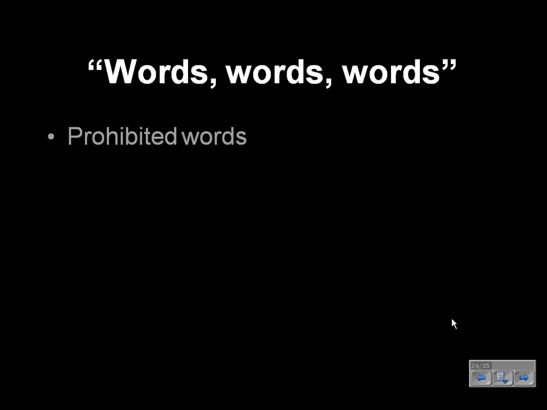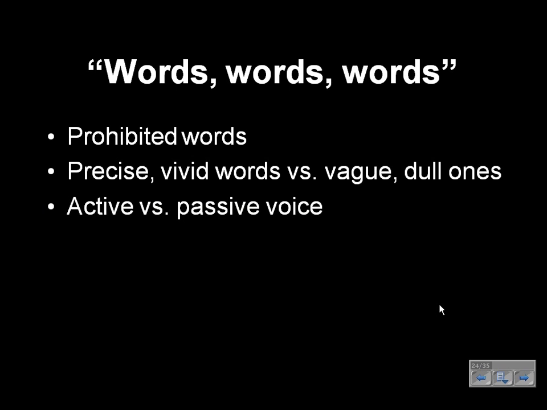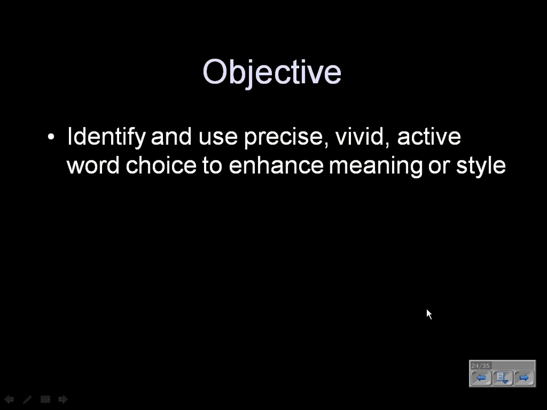We've already talked about prohibited words, and about precise and vivid words versus vague and dull ones. Now we're going to talk about active versus passive voice. We want our essays to be really active. We want them to jump off the page. We don't want them just to be couch potatoes. Our objective here again is to identify and use precise, vivid, and active word choice to enhance meaning or style.